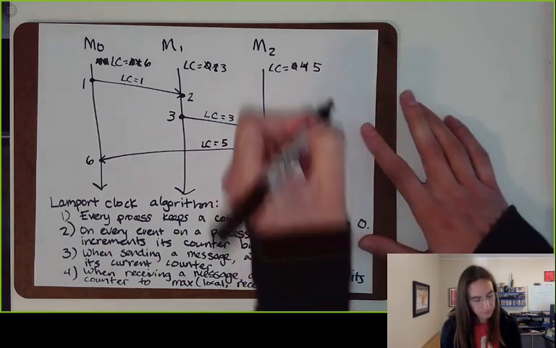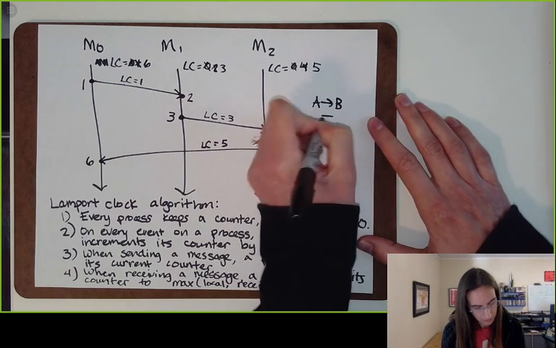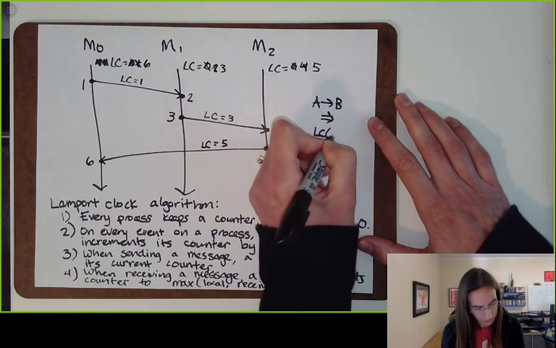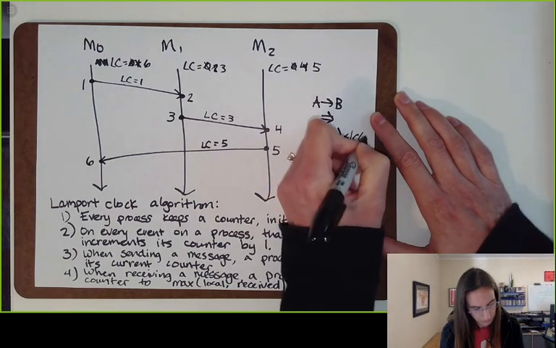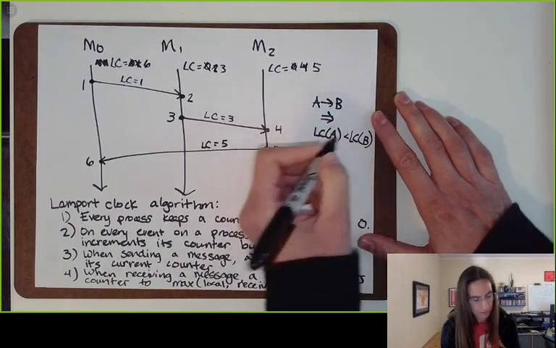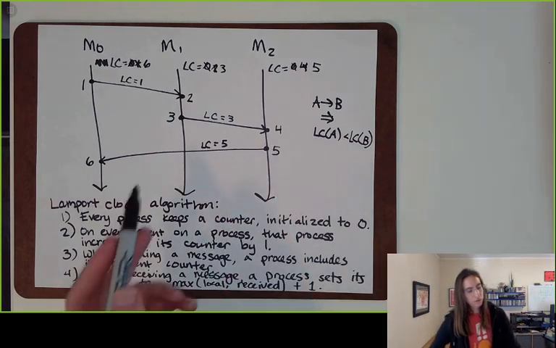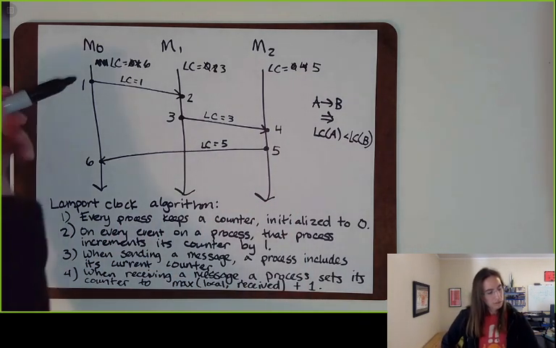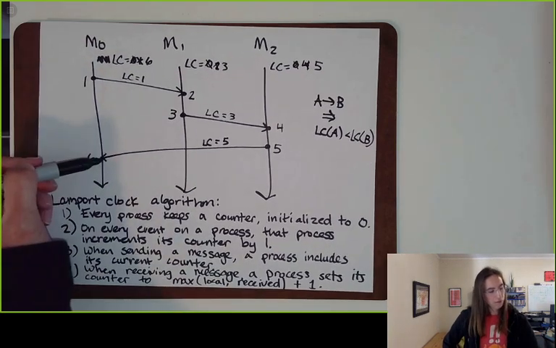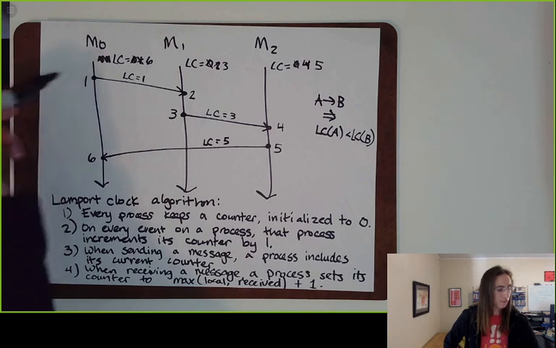And we know that if A happens before B, then the Lamport clock of A is less than the Lamport clock of B. In other words, Lamport clocks are consistent with causality. So let's take a quick look at this and see if we think that's true. Well, this event here we know happened before this one, right? Because they're on the same process line. And indeed, 1 is less than 6.